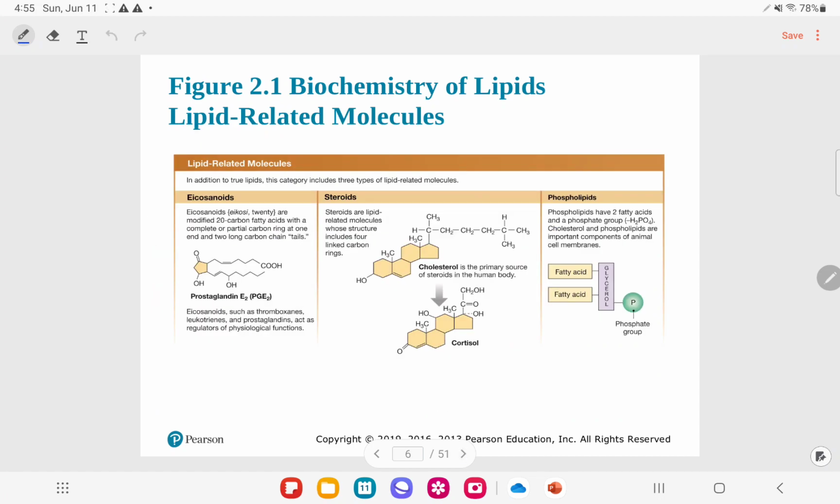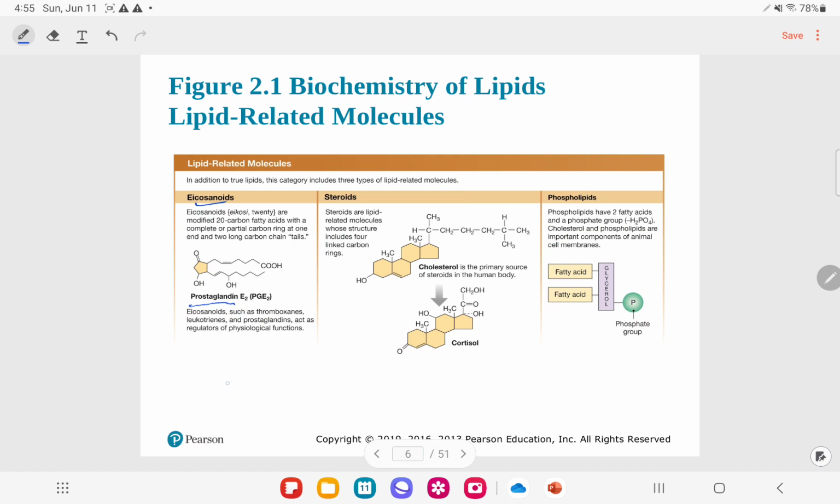And so there are other lipid-related molecules. These are fat-soluble, lipid-soluble, right? They are non-soluble in water and aqueous solutions. So other lipid-related molecules, there are going to be these eicosanoids. These are going to be those modified 20-carbon fatty acids with a complete or partial carbon ring at one end and 2 long carbon chain tails at the other end, right? So an example would be prostaglandins or thromboxanes or things like that.